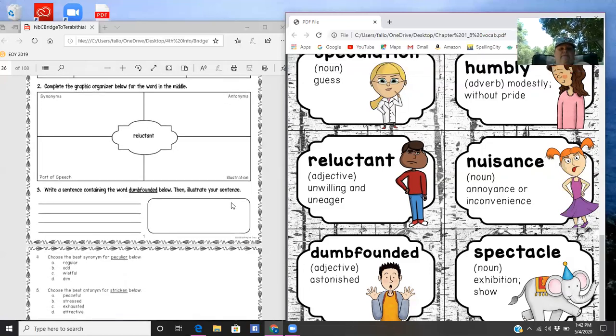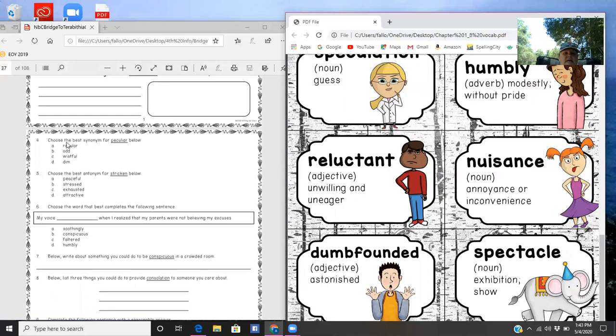Looking at question number 3, it says, write a sentence containing the word dumbfounded below, then illustrate your sentence. So we're going to look dumbfounded. First, we need to know what that means. And dumbfounded means we're astonished. So something that astonishes us or surprises us, makes us dumbfounded. Use that word in a sentence, a complete sentence, on the lines, and then draw a picture here that goes with your sentence. And it gives you a clue on your vocabulary card.